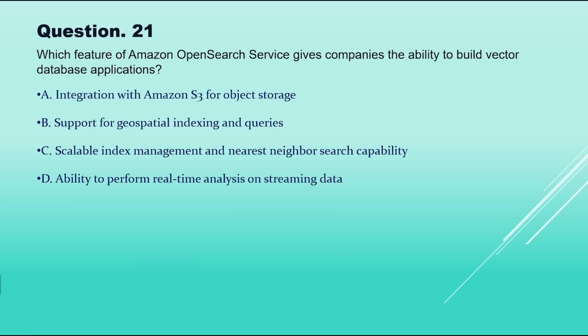So the correct answer here will be option C, scalable index management and nearest neighbor search capability. The key feature of Amazon OpenSearch Service that enables companies to build vector database applications is its KNN functionality, that is K-nearest neighbor, which is specifically provided through the KNN plugin. This allows OpenSearch Service to act as a vector database with efficient vector similarity search capabilities. So option C is correct here.